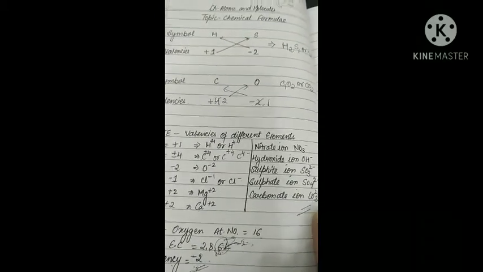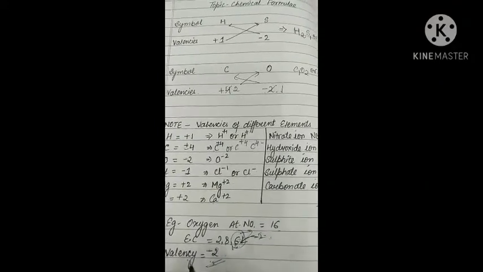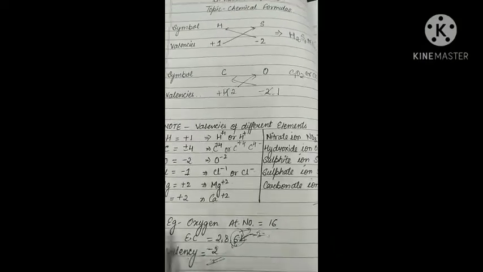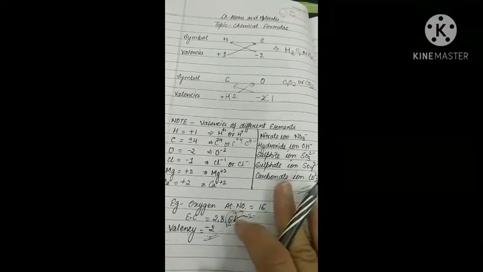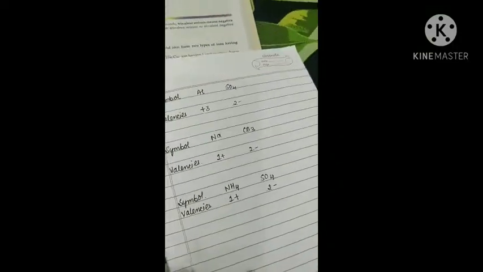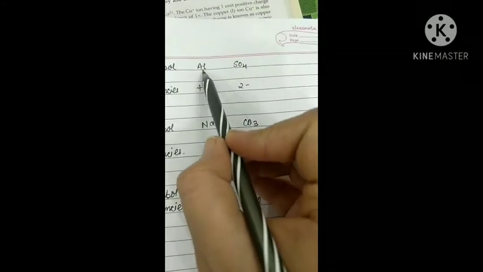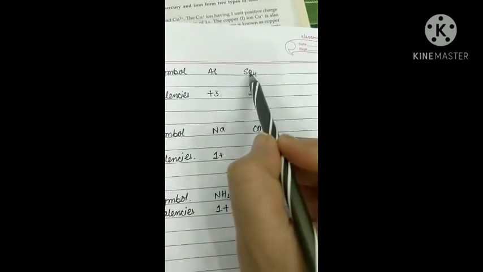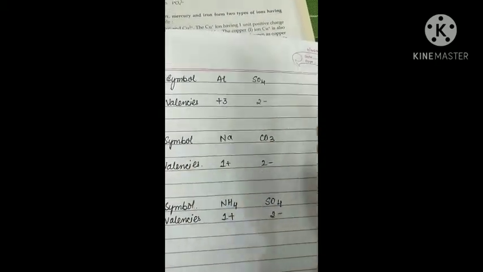So please see the video of structure of atom. If you don't know right now how to find out valency, go through that video so that you will get to know how to find the valency, because it's a very important thing for your 10th class, 11th class, 12th class, and 9th class also. Symbols, like if I am talking about aluminum, valency is +3, SO4 valency is -2. Now see this thing carefully.